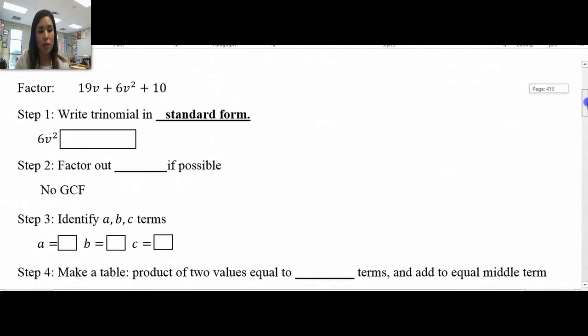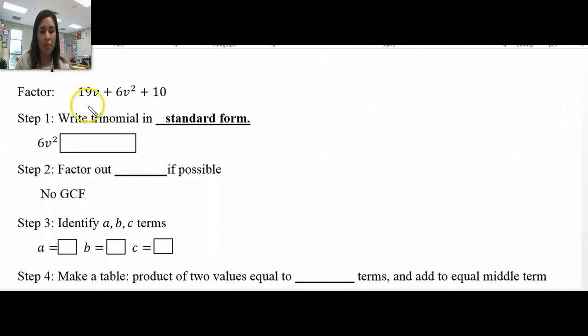So let's go ahead and do this example. Here we have 19v plus 6v squared plus 10. Remember, right away we need to write it in standard form. If it's not in standard form, I can't factor. So 6v squared is the biggest exponent, so I write that one first. I'm going to write in plus 19v and then plus 10. So I'm going to see if I can factor out anything from here. Right away I see 6, 19, and 10. There's nothing that they have in common, nothing that I could divide by to try and simplify this. So there is none.